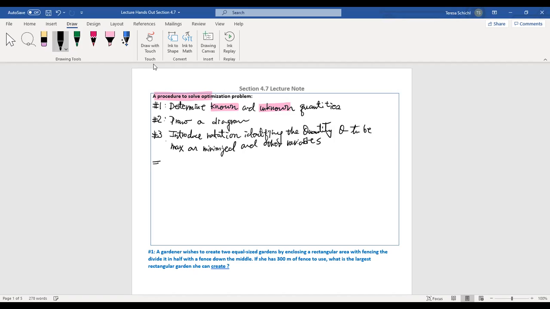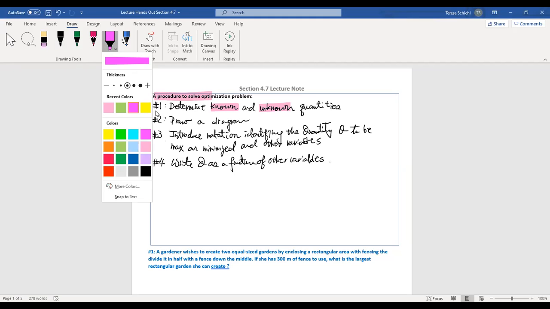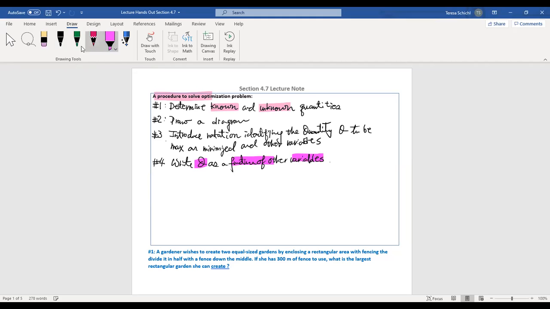Step number 4 is to write Q as a function of the other variables. This is probably one of the key steps, of course. After you identify the variables, and identify which quantity you want to maximize or minimize, you want to find the relation between these two. So you want to find the function of your Q and your variables.